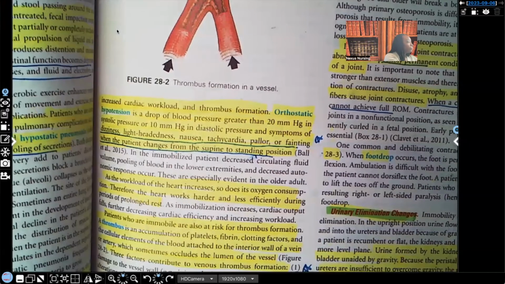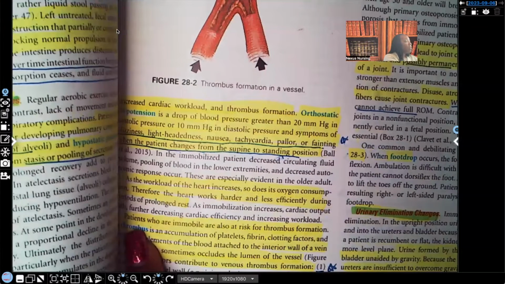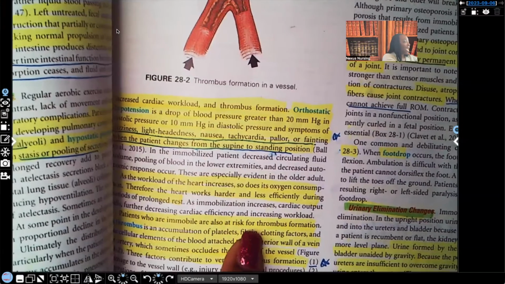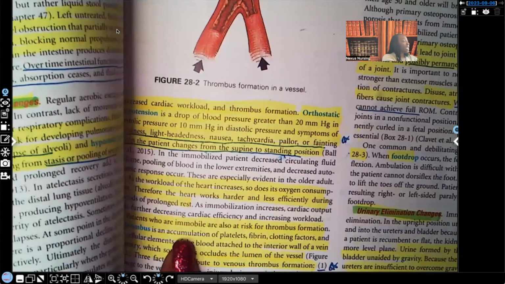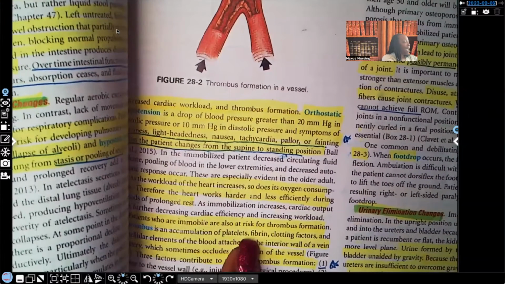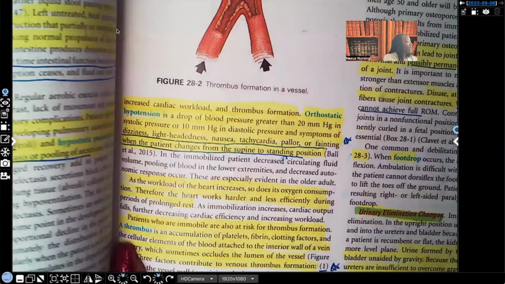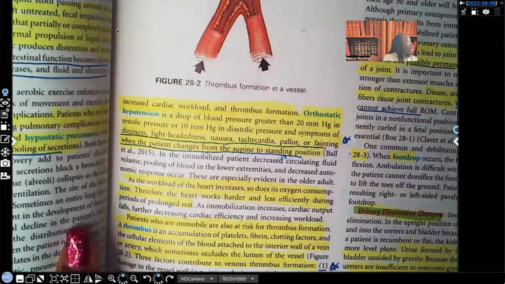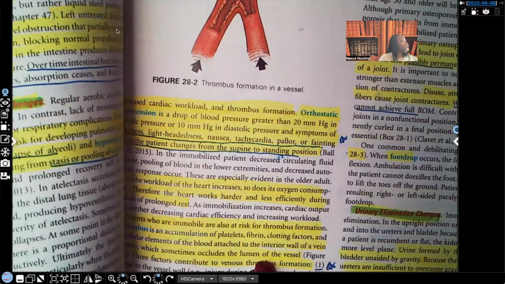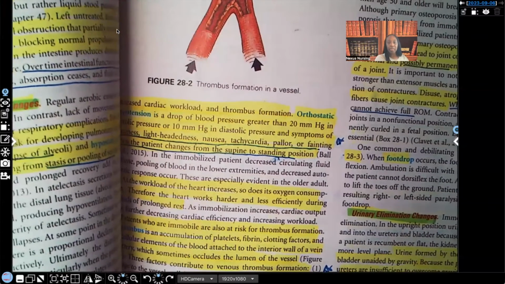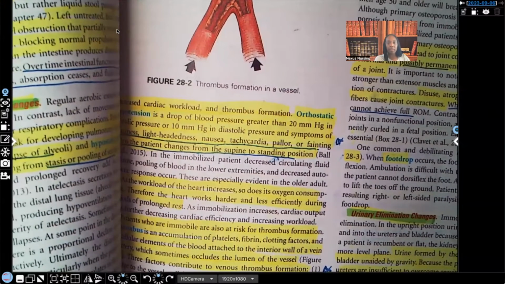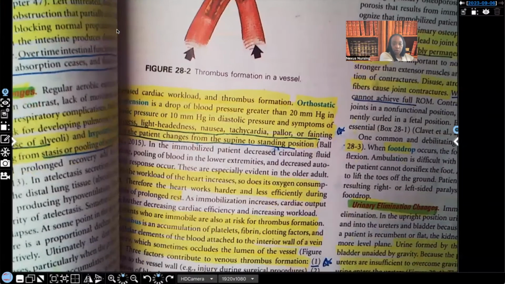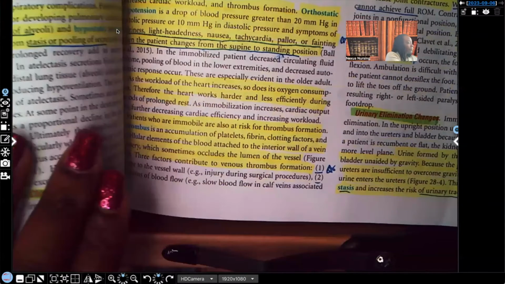Let's keep going. It says, patients who are immobile are also at risk for thrombus formation. Remember, thrombus, that's the clot, right? A thrombus is an accumulation of platelets, fibrin, clotting factors, and cellular elements of the blood attached to the interior wall of a vein or artery, which sometimes occludes the lumen of the vessel. Because guess what? If there's a clot there, how's the blood going to get through to go to the tissues that it needs to go to in order to perfuse those tissues? How's that going to happen?